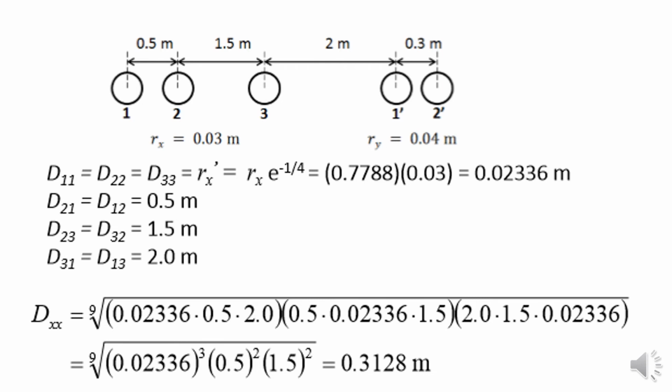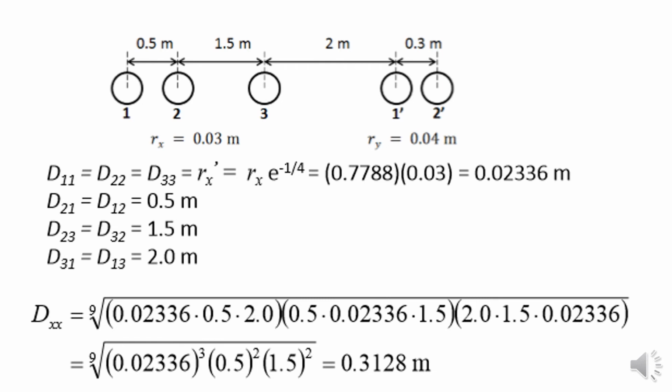before looking at D11, D22 and D33, we'll take a look at D21 and D12, right? D21 and D12 mean the distance between 2 and 1 and the distance between 1 and 2, which is the same thing. Then D23 and D32 are the same thing, the distance between 3 and 2 is equal to the distance between 2 and 3, which is 1.5. Then D31 and D13, the distance between 3 and 1, is 2.